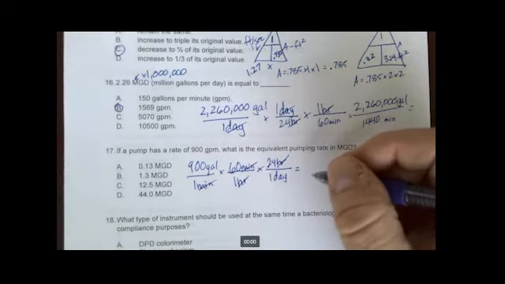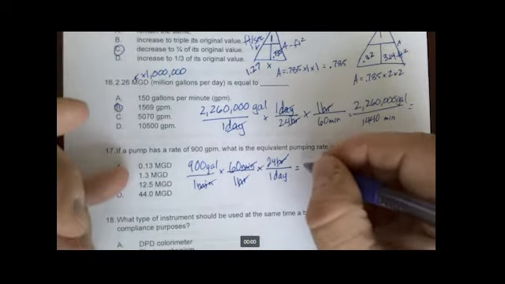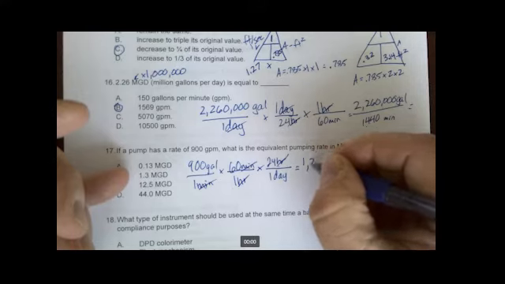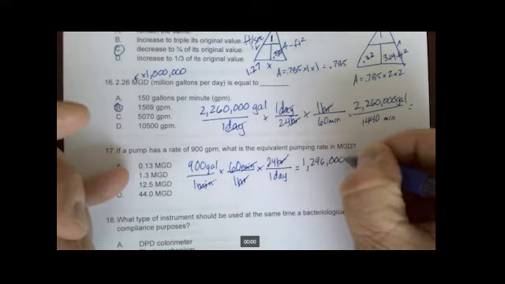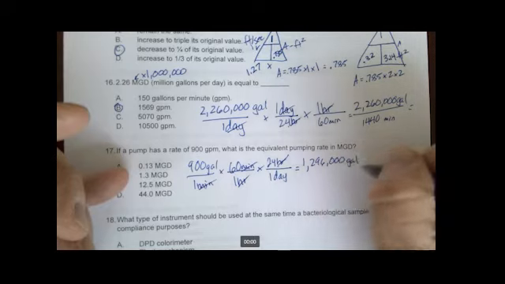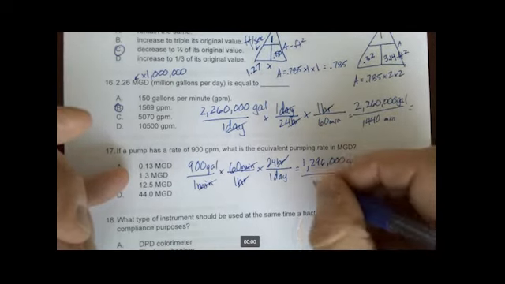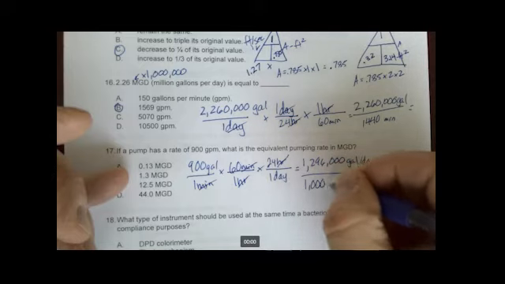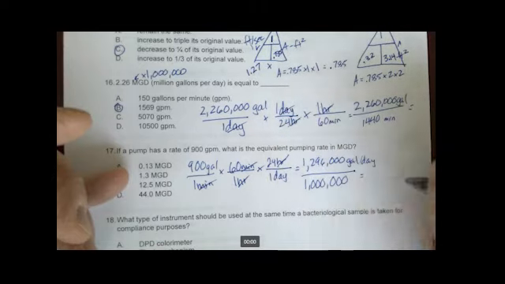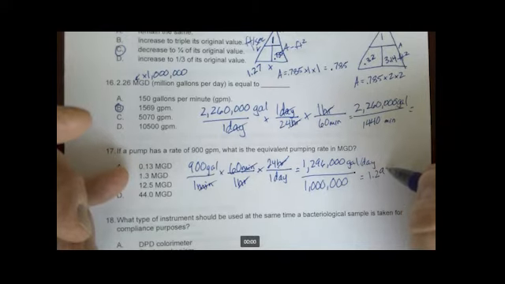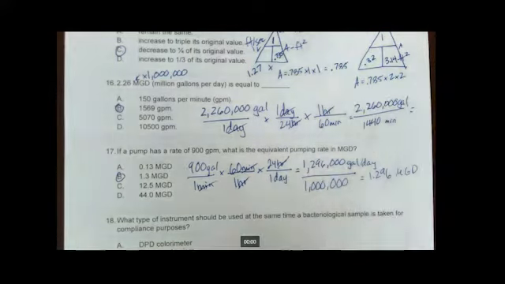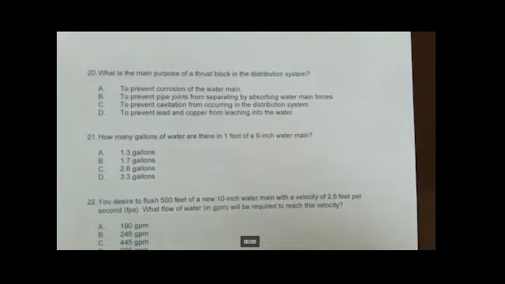So when I do this, I'm going to get 1,296,000 gallons per day. But how do I get it to that MGD? Well, in order to convert things to MGD, just like on the previous page on the chlorine, you just divide it by a million and you're going to get 1.296 MGD, or as we can say, 1.3 MGD. So that's up to that page.